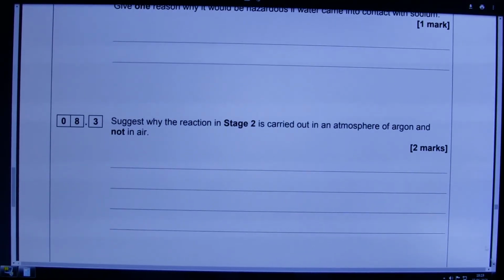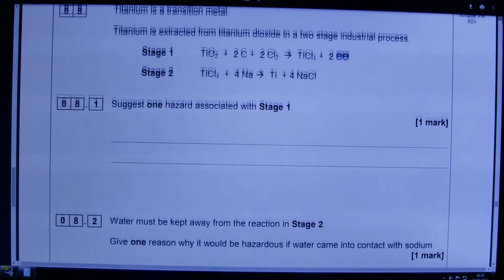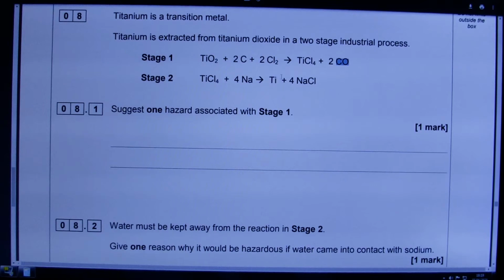Suggest why the reaction in stage 2 is carried out in an atmosphere of argon and not in air. Because if it was air, there would be oxygen around and you wouldn't get titanium, you'd get titanium dioxide again.